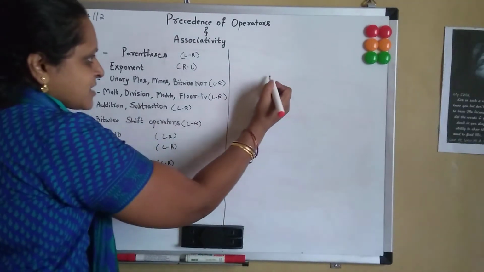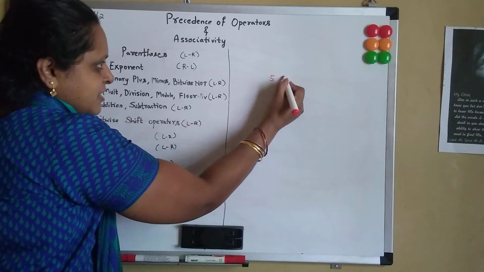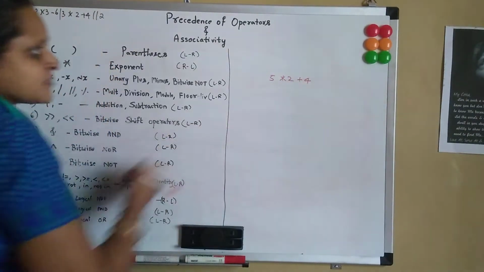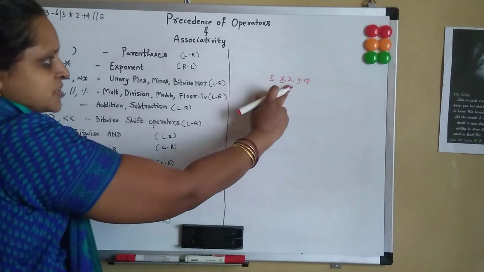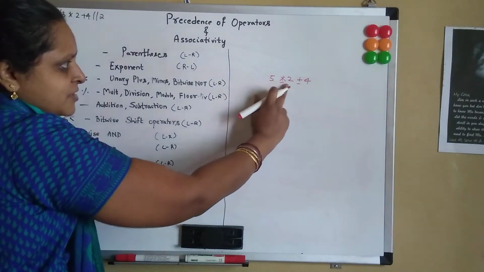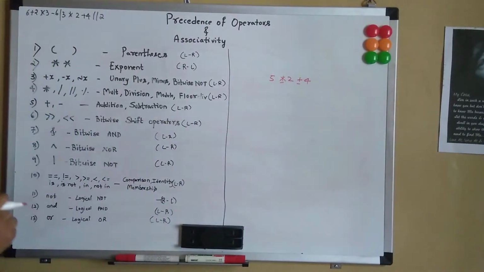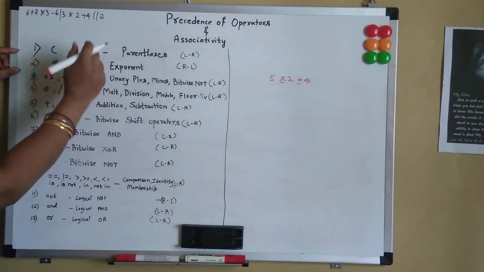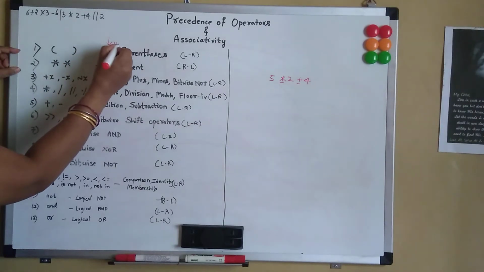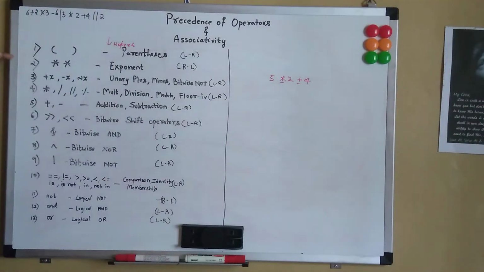Suppose I have my mathematical expression like 5 * 2 + 4. Here I have two operators, and which operator has to be solved first, whether it's 2 + 4 or 5 * 2? To know this, we first have to understand the precedence chart. Firstly, in any mathematical expression, if there is a parenthesis, it has to be resolved first. Parenthesis is at the highest priority. And next to parenthesis comes the exponent at the second level.